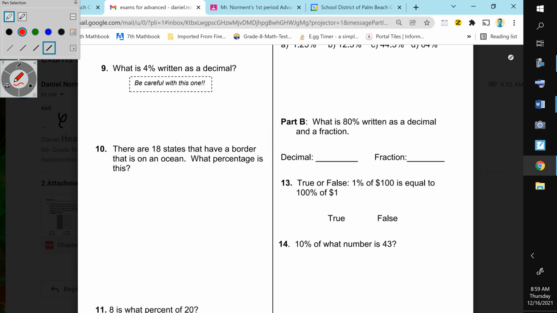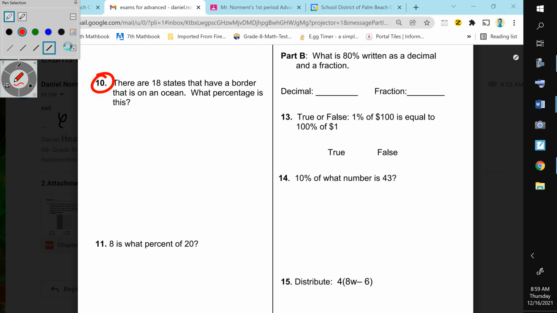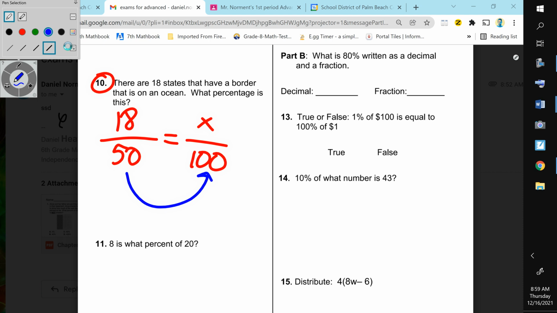Number 10. 18 states have a border on the ocean. What percentage is this? Now remember, 18 states out of 50, and they want to know what's the percent. Okay? So think about what you multiplied this by. That times what is 100.